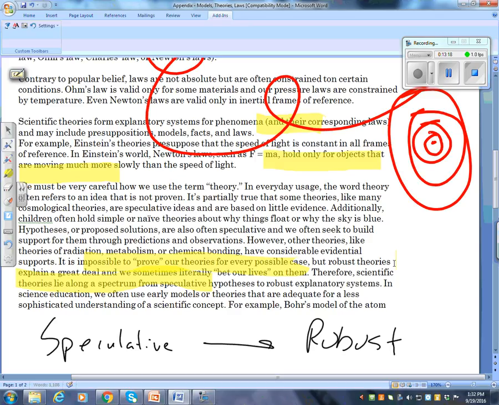Speculative. A robust theory is one that's been around a long time, knows what it's doing, kind of like me, has a lot of evidence, generally accepted as fact, yeah, just like me. I'm robust.